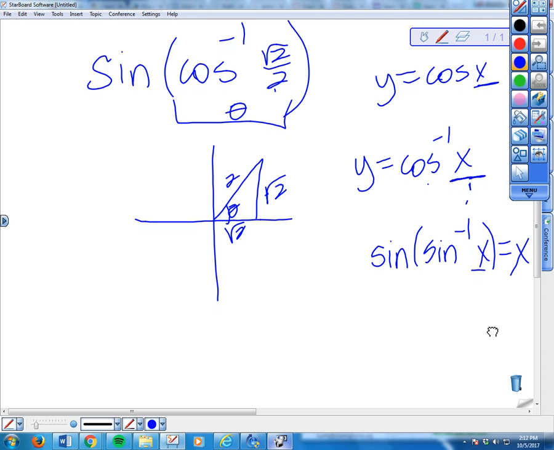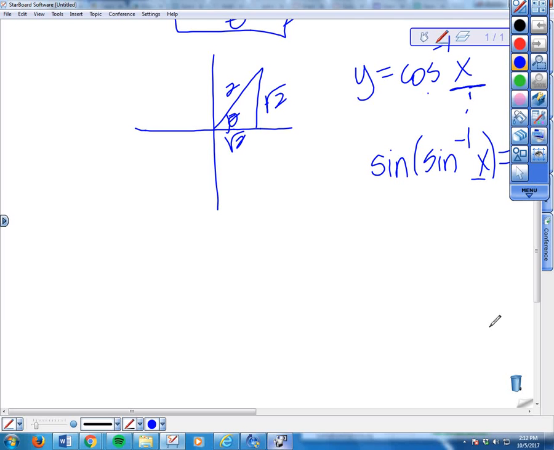Okay? However, and this works for cosine and tangent and cotangent and all of them, if this is reversed, though, something to consider here. This is not always x. What does x represent here? A value or an angle? An angle. For me to take the inverse of an angle, or the sine of an angle, is that what I want to do? No, I want to do this one.